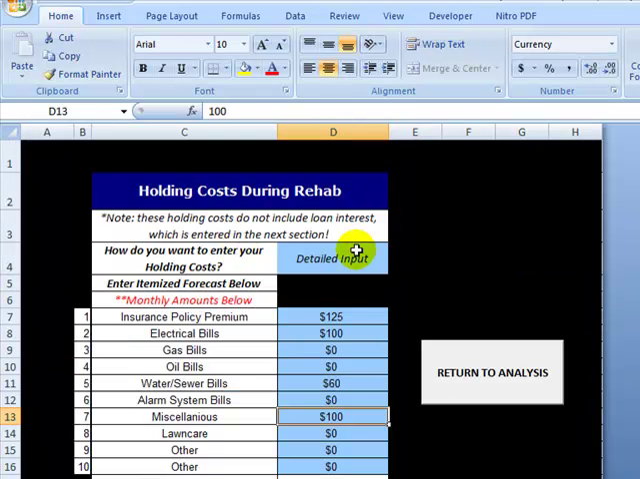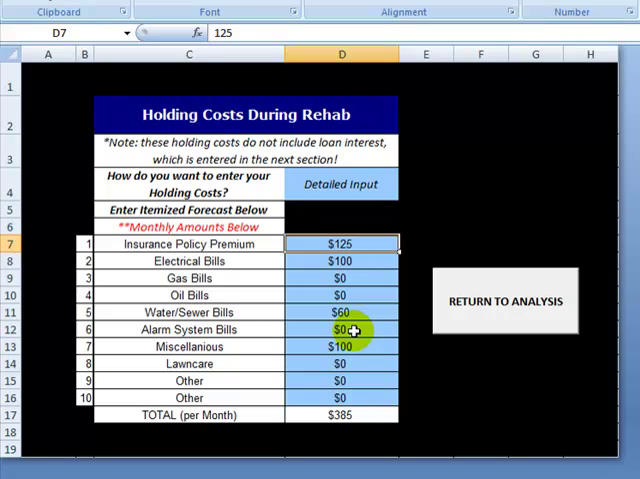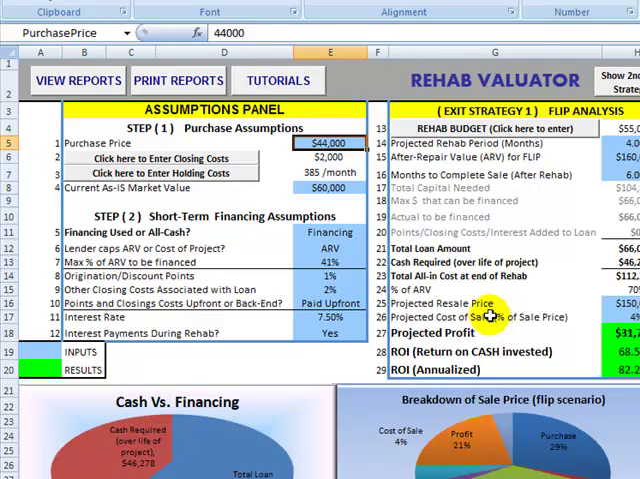And for holding costs, I went into detailed input, and I kind of know where my renovation policy insurance premiums usually run. It tends to be around $125 a month. Electrical bills, I put in at $100, water and sewer bills at $60. And then I put $100 for miscellaneous holding costs, like landscaping while we're renovating, and anything else. So it falls out to about $385 a month in holding costs, and it ends up being a pretty accurate assumption for me.